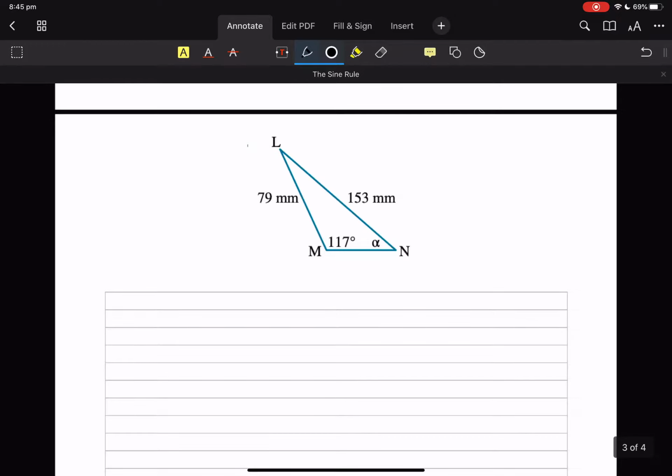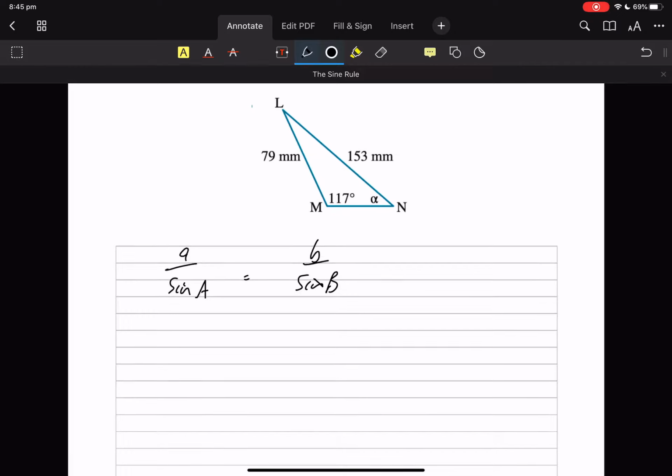Not only that, that way we were finding a side length, but we can also find an angle. So let's go again. a over sine A equals b over sine B. Let's just see how we go. So we're looking for the opposites that go together. 79 on sine alpha, those two go together because they're opposite. 153 on.